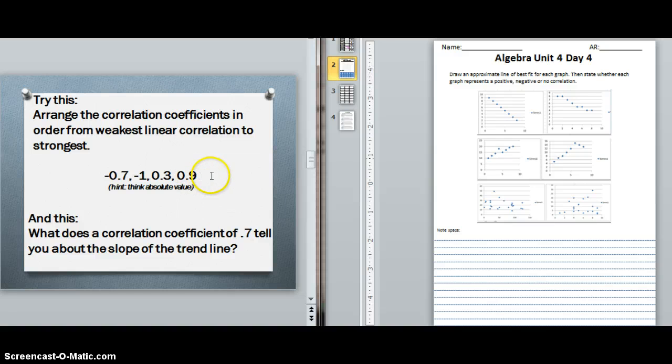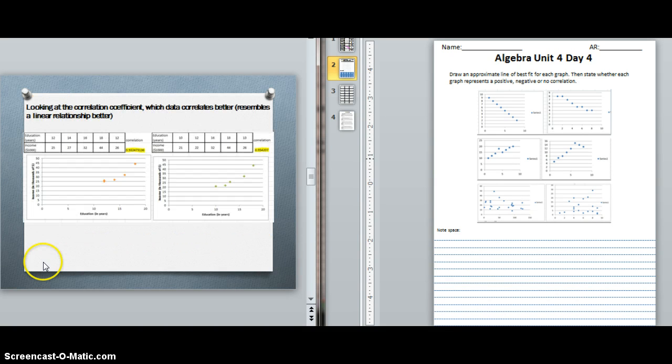So a quick little practice for them to work on here. They're supposed to arrange these correlation coefficients in order of weakest correlation to strongest. There's a little hint here about absolute value, which you can take out, or you can leave in there, depending on how hard you want them to work. And then just a follow-up question about what a correlation coefficient of 0.7 would tell you about the slope of the particular trend line. Then we go back and look at that same example of those two scatter plots, but this time the correlation coefficient is there, so hopefully this confirms what students were already guessing, which is that this one over here is actually a slightly stronger correlation.